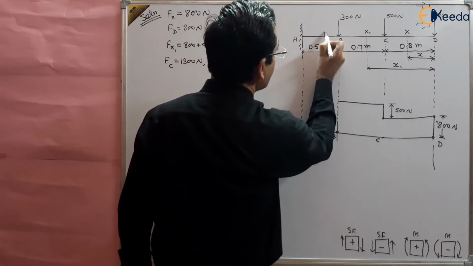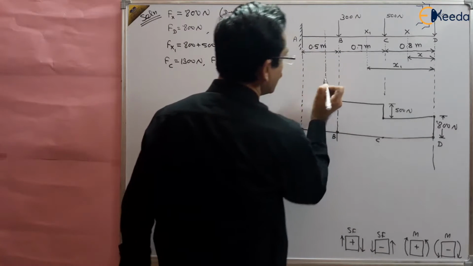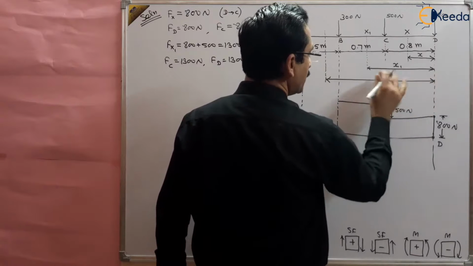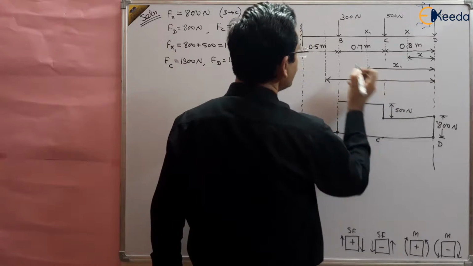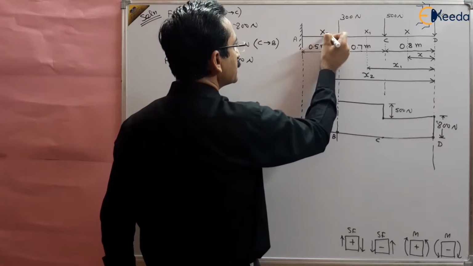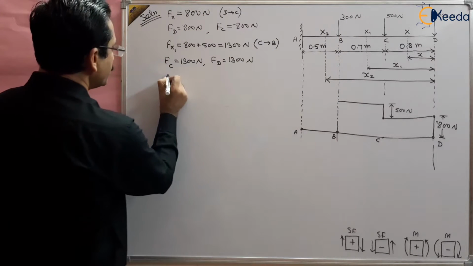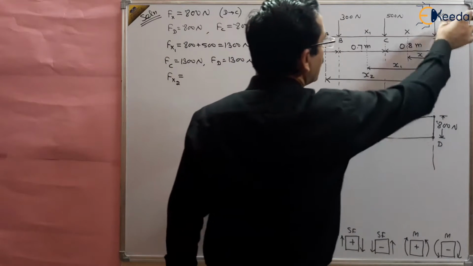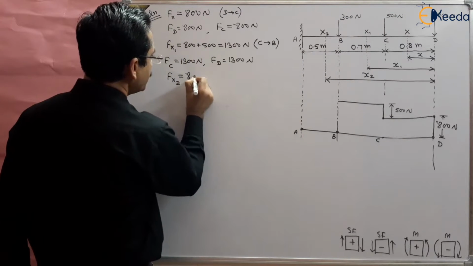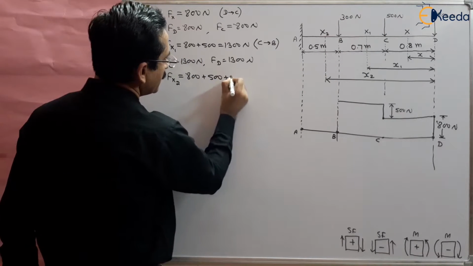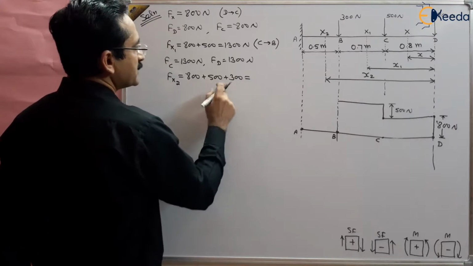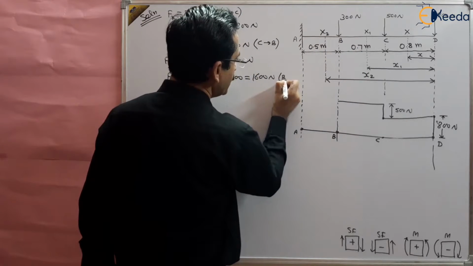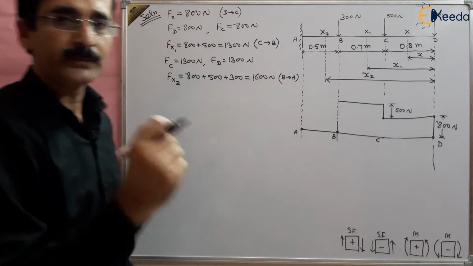Similarly, we can take a section here also. We can take one more section here like this, and this is the section taken from D, right? So this is, suppose, x2, and this section is, suppose, capital X2, right? What is the shear force at x2? Fx2 will be equal to the algebraic sum of all the forces to the right of the section: 800, 500, 300. So this will be equal to 1600 Newton, and it is valid between B to A, right?